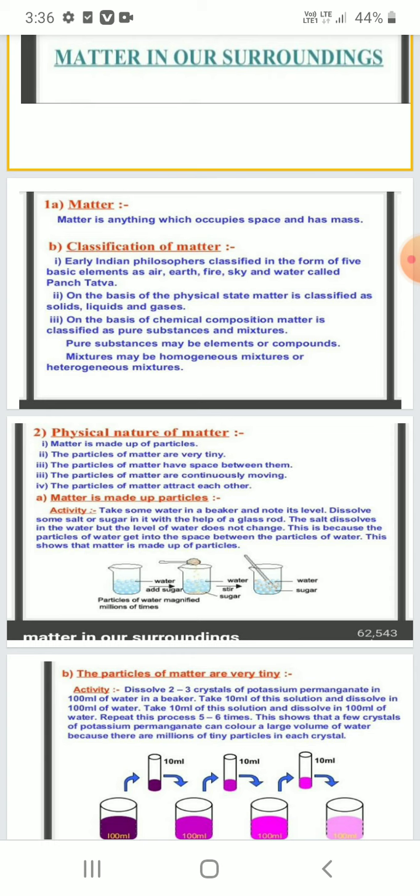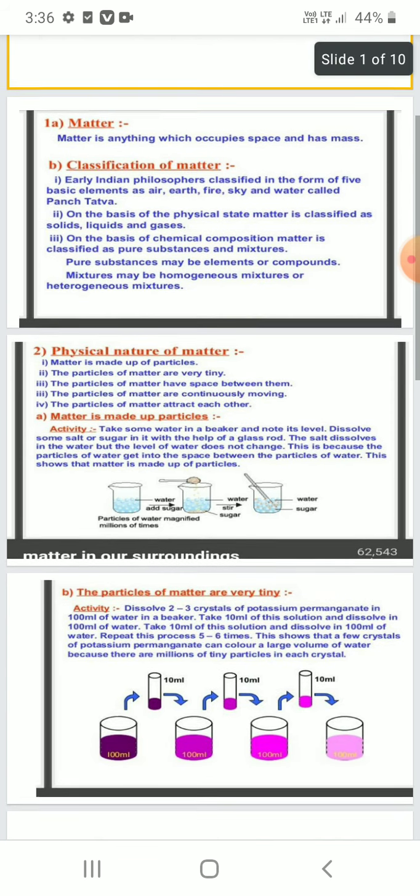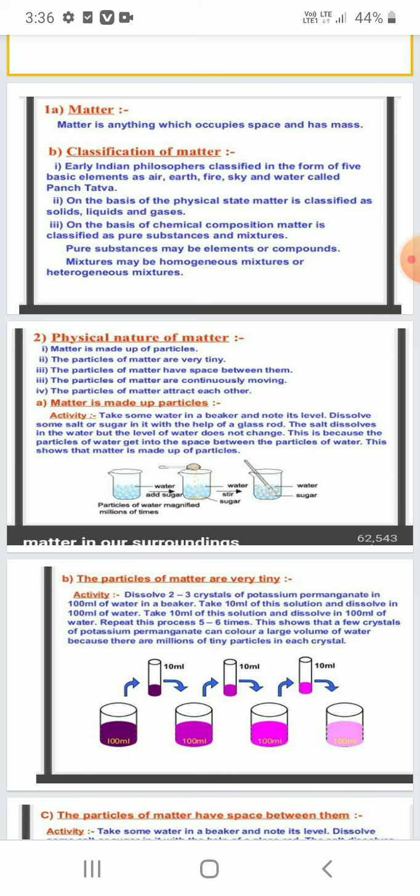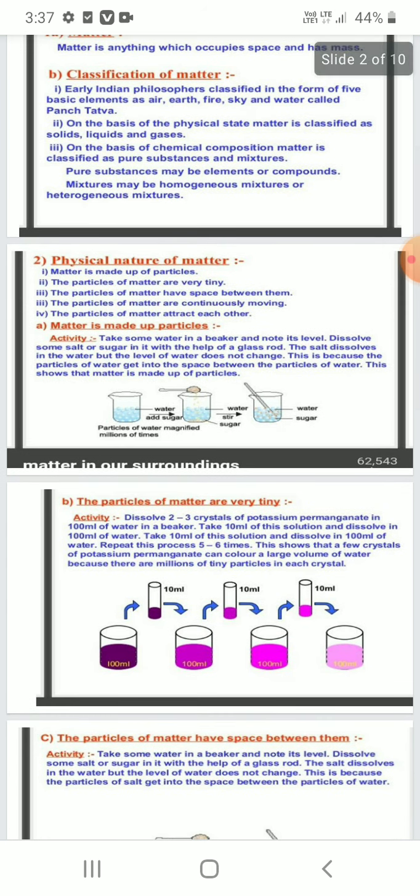So, the physical nature of matter. The first and foremost important point: matter is made up of particles. Children, I told you about this. Matter is made up of fine, small, tiny particles. Second point: the particles of matter are always very tiny, meaning very small.